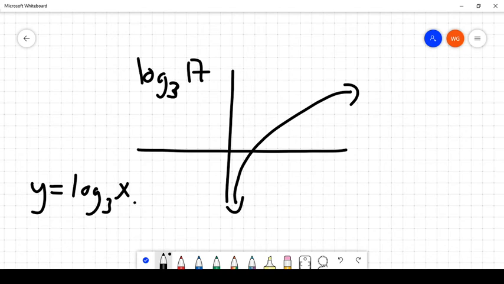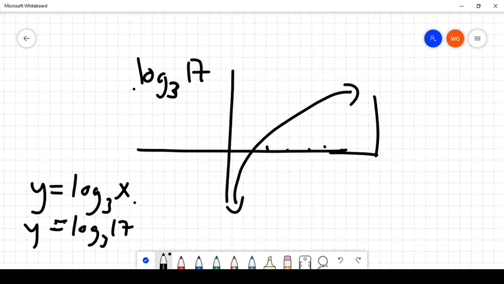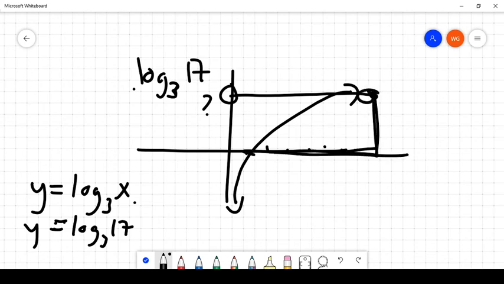And so if I plugged in 17 for x, so I said y equals log base 3 of 17, all I would do is I would follow my graph over to where x is equal to 17, somewhere here. I don't know where that is, but just estimating. And then I would follow it back to what the y value was. Now, what is that y value? Well, I could draw the graph on Desmos and figure out what the y value is just by going along the x-axis until I reach 17, going up to the graph and then seeing what the output is.